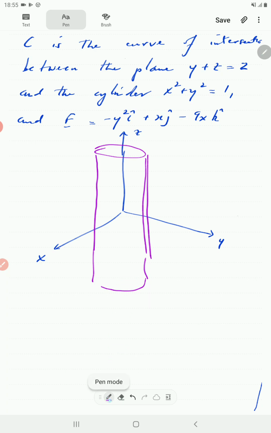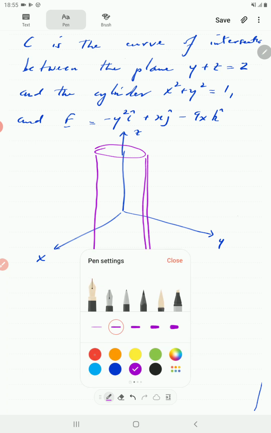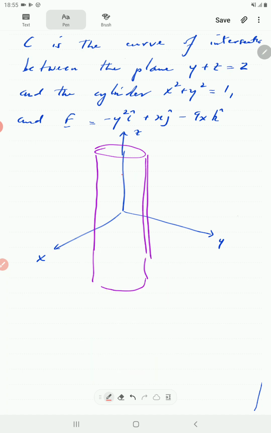And then there's going to be the plane, y plus z equals 2. So when y equals 0, z is going to be 2 somewhere there. And when z equals 0, actually y is going to be negative 2. So that means it's going to be slanting the other way around.